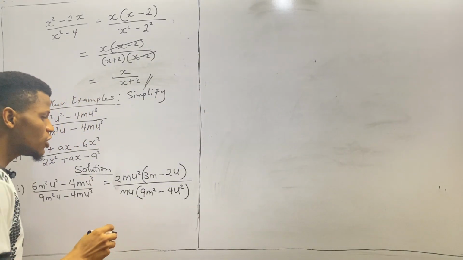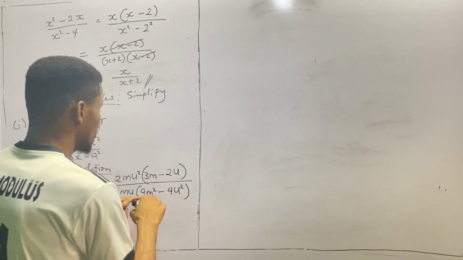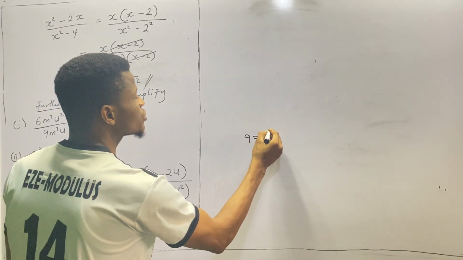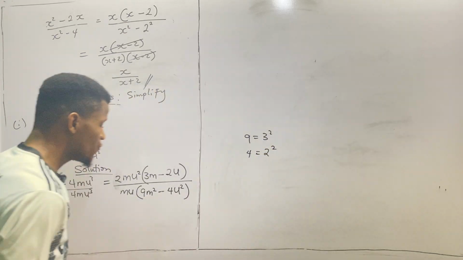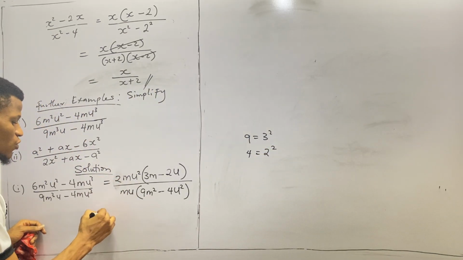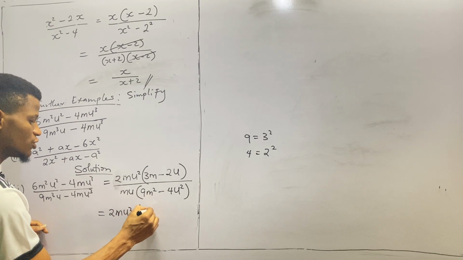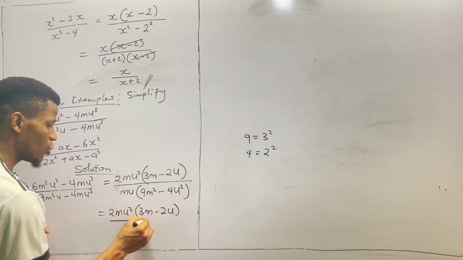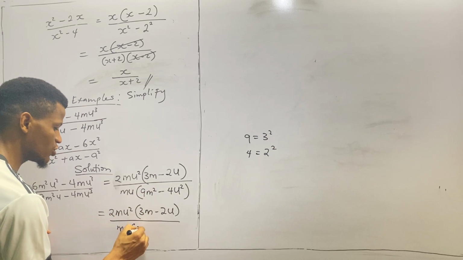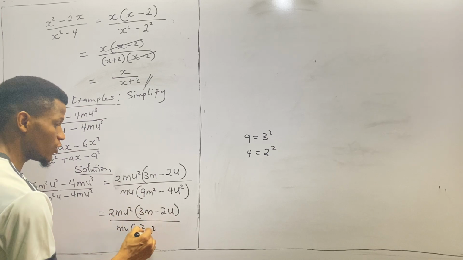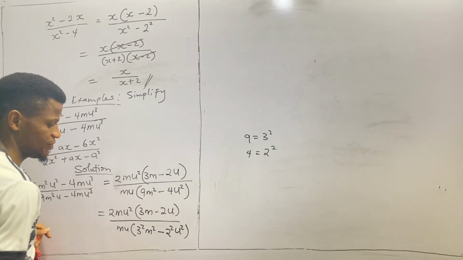So let's go. So here we have 9m square, 9u square. All right. So remember that 9 can be written as 3 square and 4 can be written as 2 square. So if we bring this down, this will be equal to 2mu square into 3m minus 2u all over mu into 9 can be written as 3 square, so 3 square m square, minus 4 can be written as 2 square, so 2 square u square.